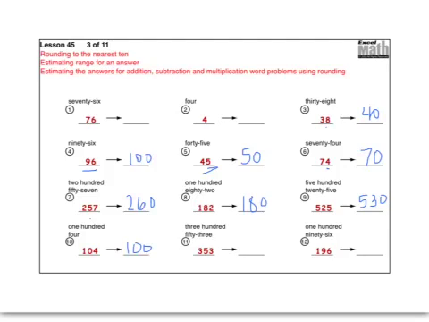And then 353 is right in between 350 and 360. So it's a little closer to 350, we round down. 196 is right in between 190 and 200, but 196 is a little closer to 20 tens or 200 than it is to 19 tens or 190.